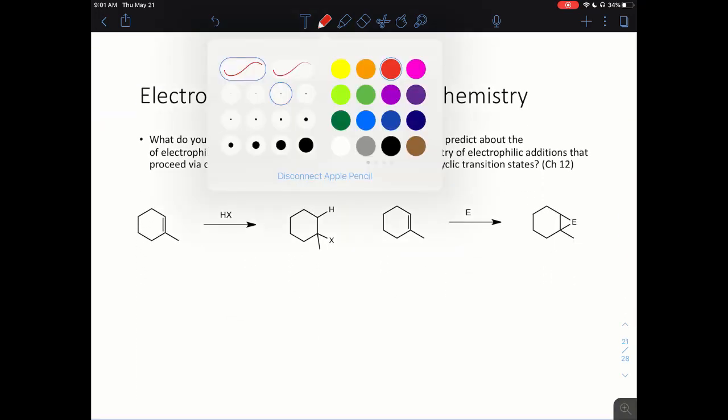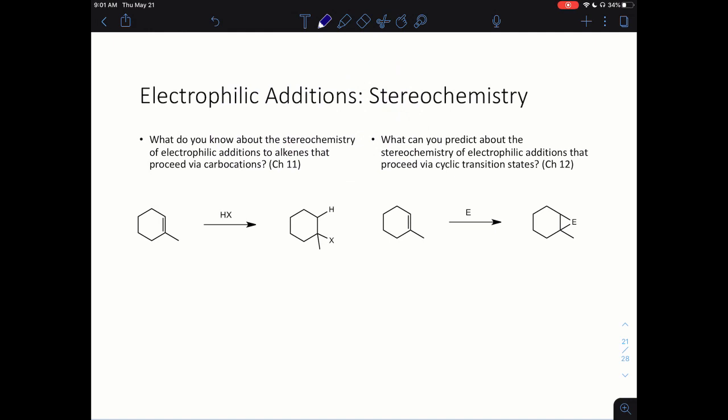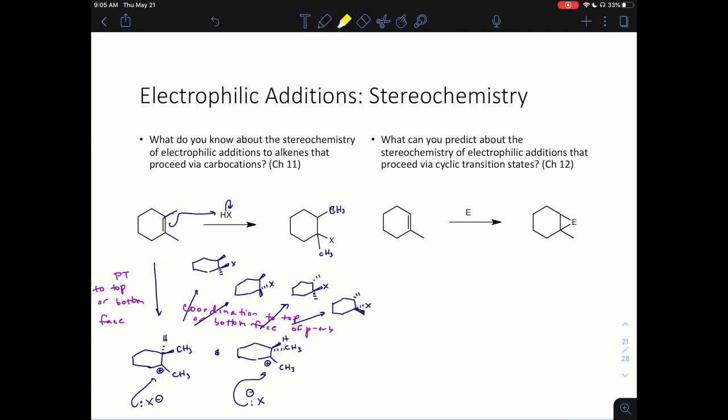And I want to pause at this point to think about stereochemistry. So what do we know about the stereochemistry of electrophilic additions to alkenes that proceed via carbocations? And then what can we predict or say so far about the stereochemistry of electrophilic additions that proceed via cyclic transition states? It's actually a little more clear if we use this alkene. We can see what a mess the stereochemistry of electrophilic addition reactions that go by carbocations is.